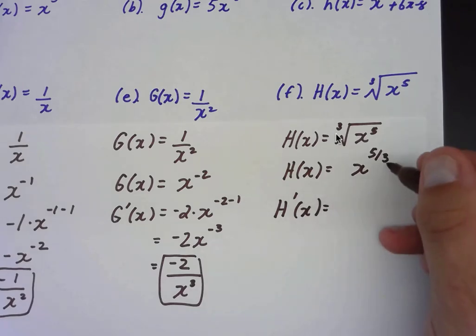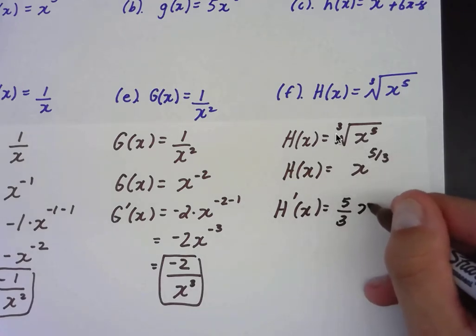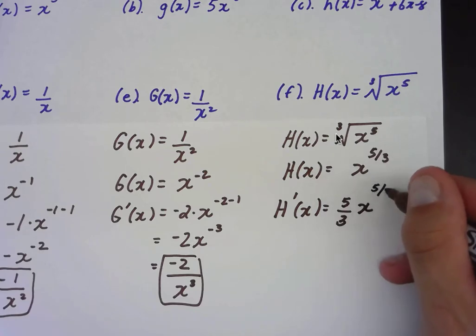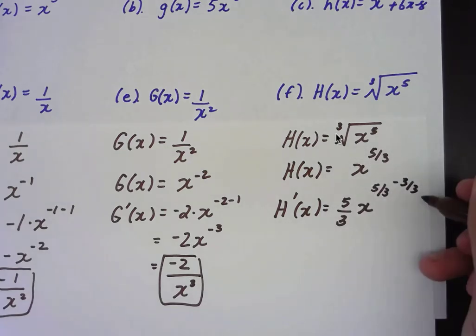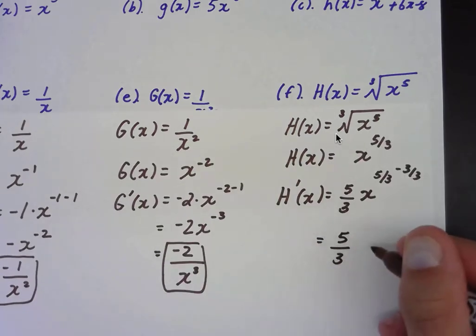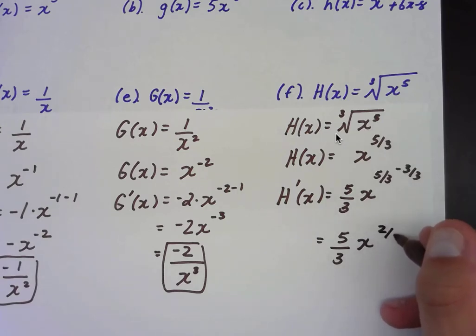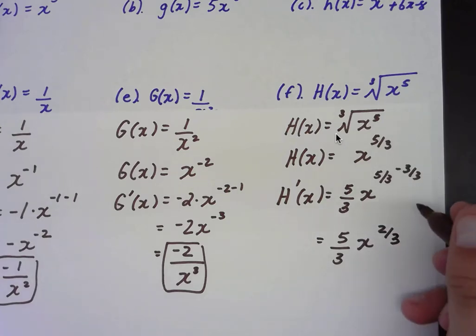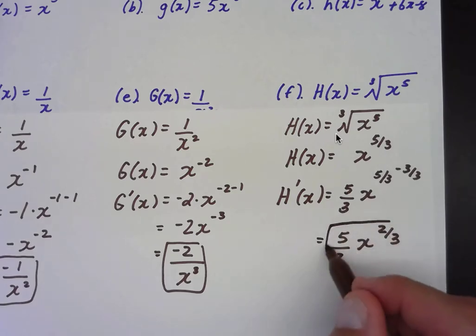and you're going to bring that 5/3 out front. So you have 5/3 times x to the 5/3 minus 1. Well, that minus 1 is minus 3/3, right? That's 1, minus 1. Take 1 off. So you get 5/3 times x to the 2/3. Now, I would leave it like this. You don't have to put it as the cube root of x squared. I would just leave it like this, okay?